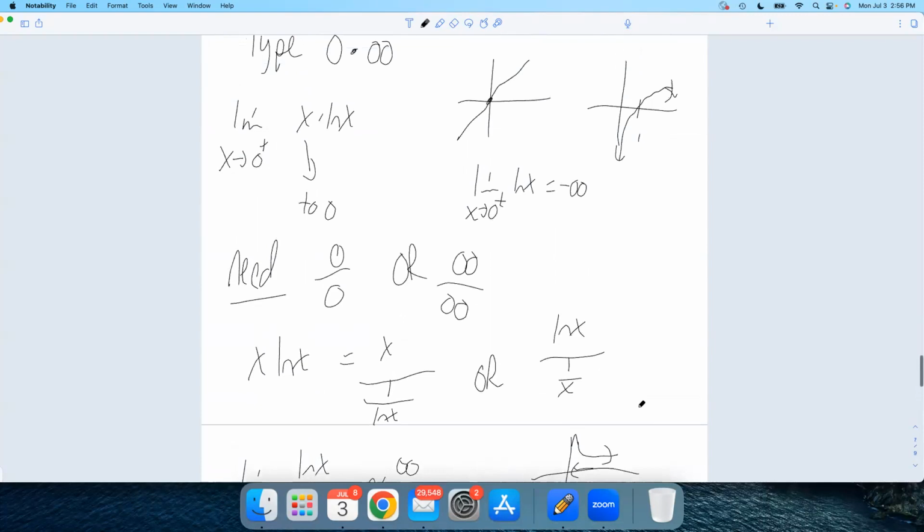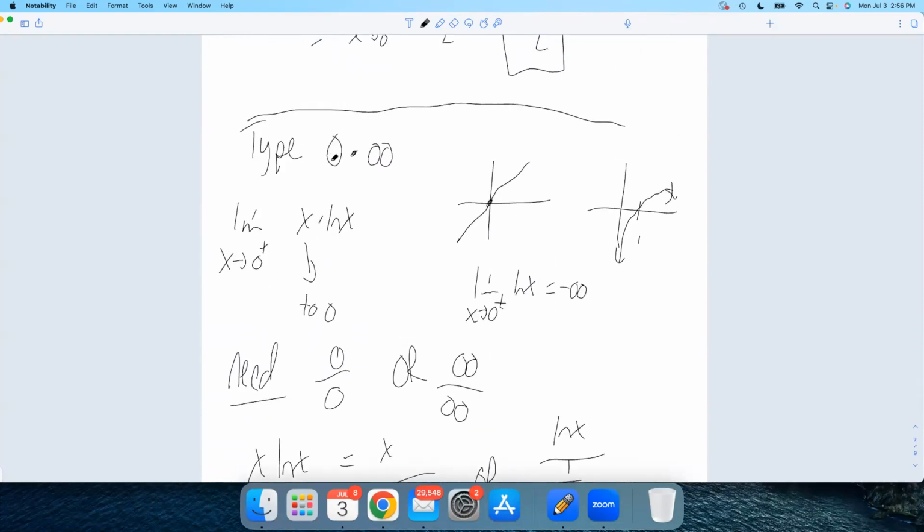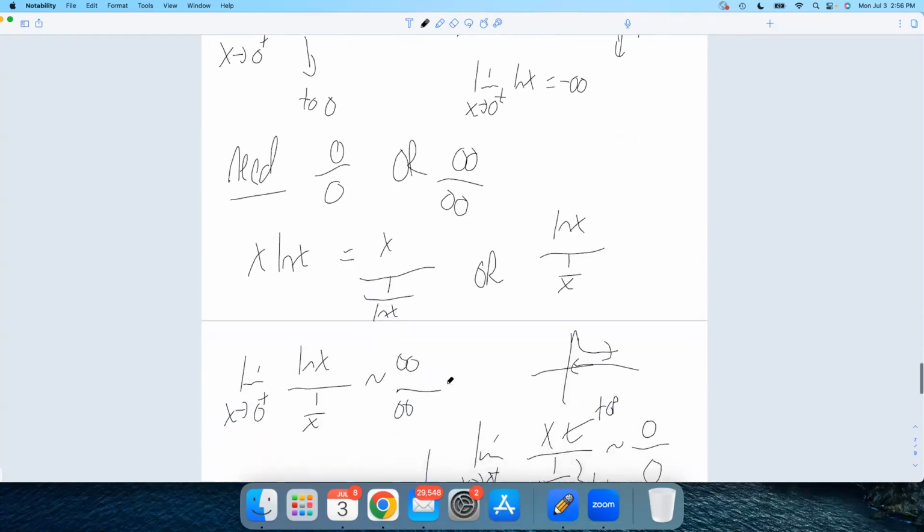So, to recap, I started with something that looked like 0 times infinity. I'm going to have to play around a little bit with algebra to write that as a fraction where I get 0 over 0 or infinity over infinity. Either of those would allow me to use L'Hopital. And there are two different ways I could have written that. I chose to leave the natural log alone and make the x a 1 over x. And I'll show you in a minute why I chose to write it like this.